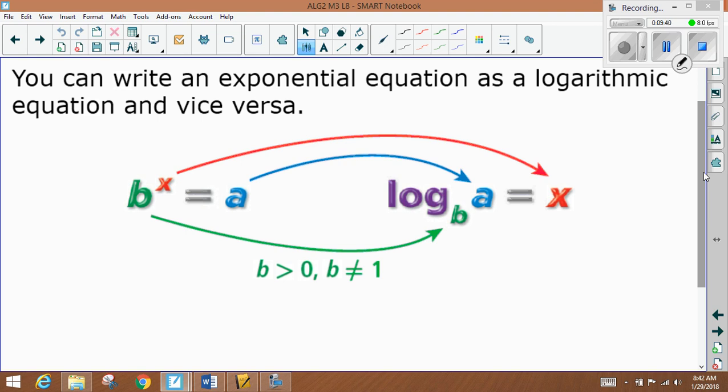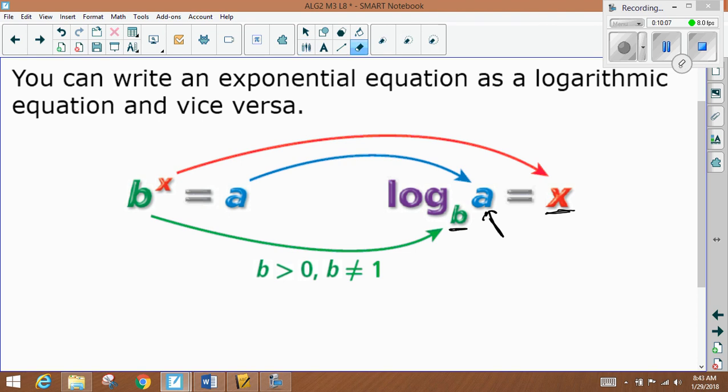Alright guys, so this is how we're going to say this, okay? We're going to say b to what power is a, okay? When we want to take a logarithm and we want to write it as an exponential equation, that's how we're going to do it. We're going to say b to what power is A, right?